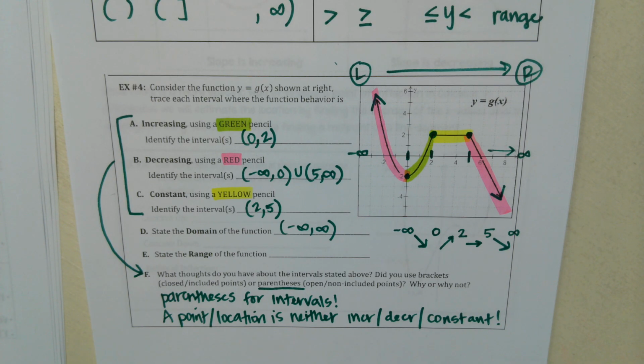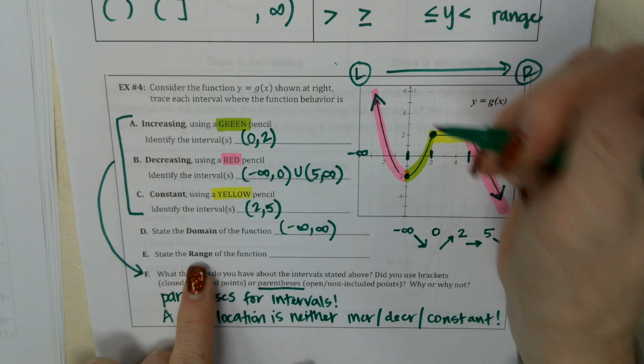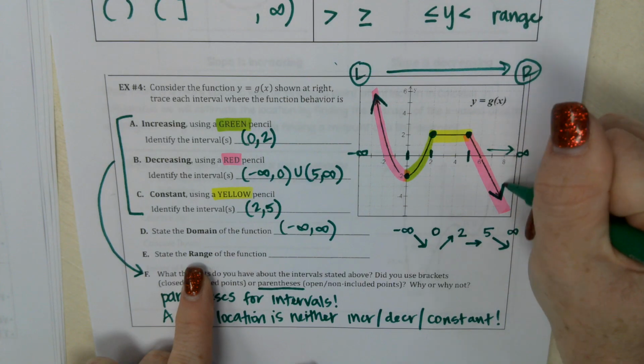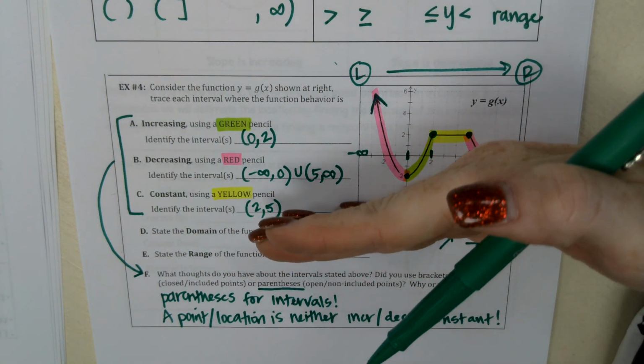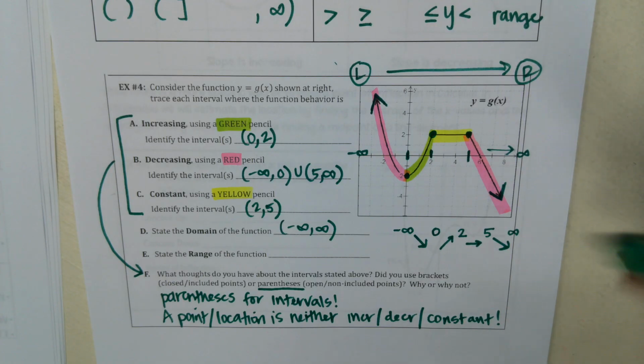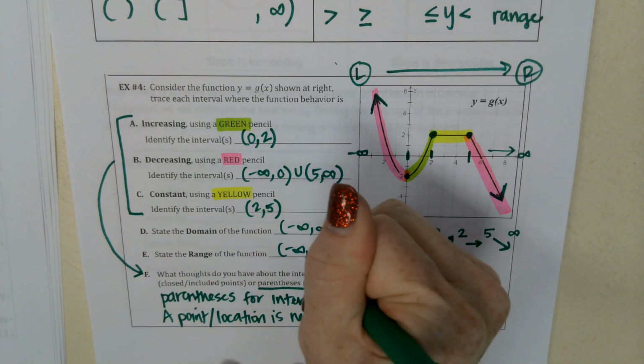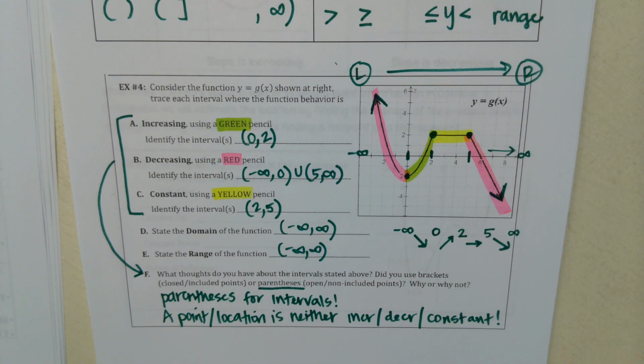All right. The range. Once again, I'm looking at these arrows. Those arrows are pointing up and down. As I am reading this graph from bottom to top, are there any holes or asymptotes where there is a full-on break in my graph? No. So once again, all real numbers or negative infinity to positive infinity.